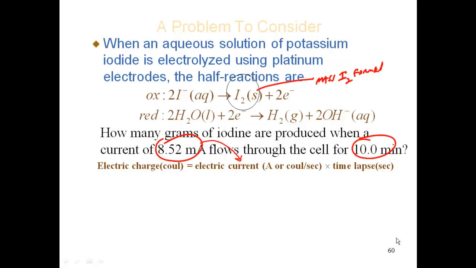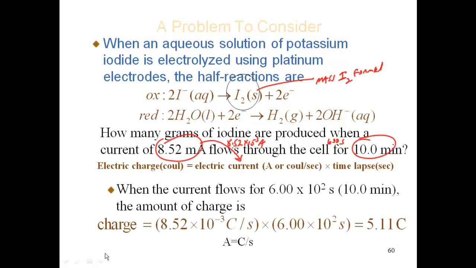So dividing by 1,000, I can convert my milliamps into amps, which basically means it'd be 8.52 times 10 to the minus third amps, or coulombs per second. And then I have to change 10 minutes to seconds. There's 60 seconds per minute, which basically means there's 600 seconds here.